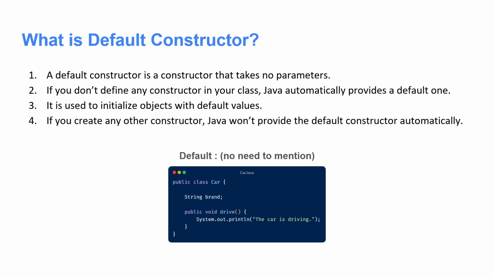What is the default constructor? A default constructor is a constructor that takes no parameters. If you don't define any constructor in your class, Java automatically provides one for you. It's mainly used to initialize objects with default values. But remember, if you define any other constructor, Java will not generate the default one automatically. So, if you still need it, you'll have to manually define it yourself.